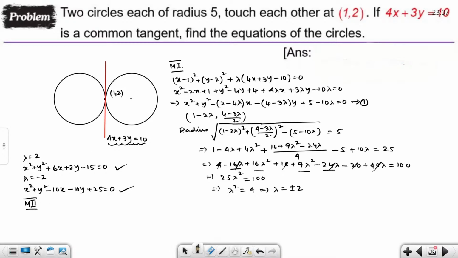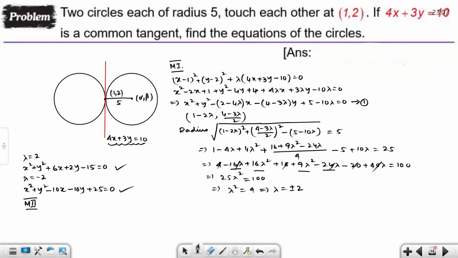Let us say that the center of this circle be alpha comma beta. You see, we know the radius of the given circle, so we only need the center of the circle to find out their equation. That's it. So we know its radius, the radius is 5.